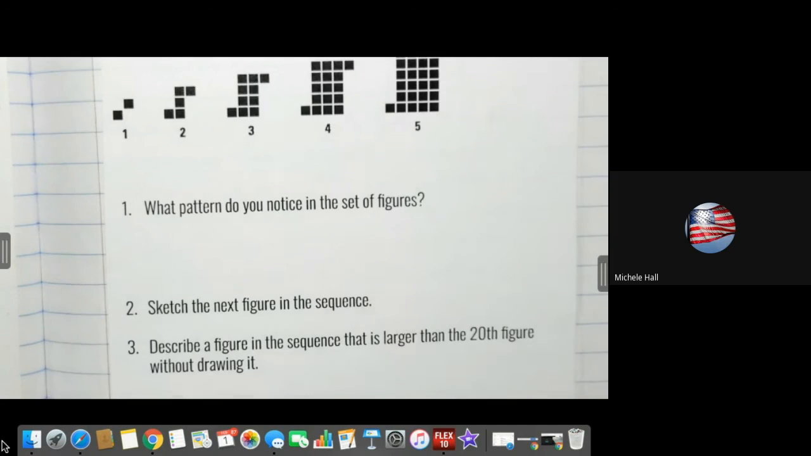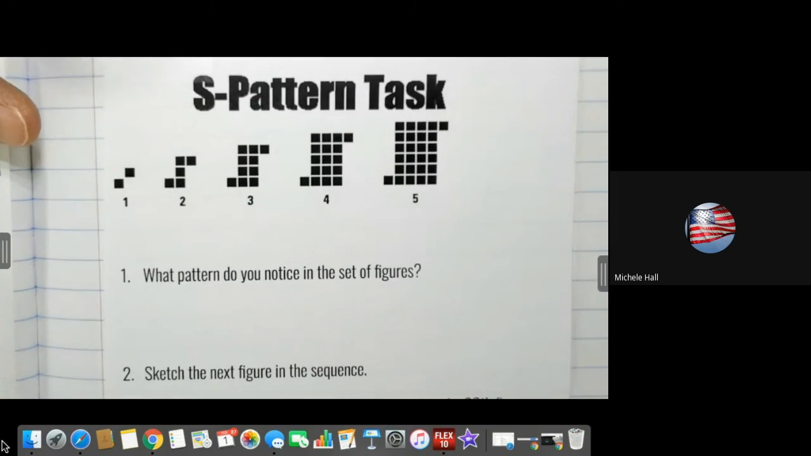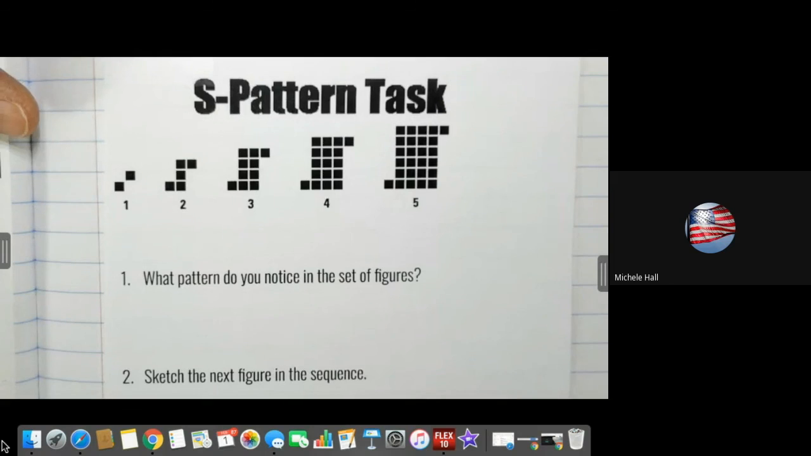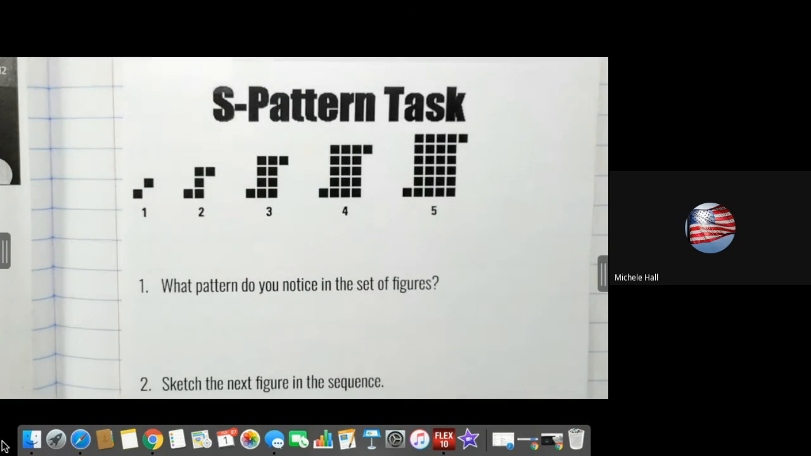S pattern task. Again, the same thing. You want to be looking for some patterns here. So start putting some things on your paper that you're looking for a pattern. This one's not too bad once you think about the one that we just did. I'll give you 5 minutes to start thinking about it.